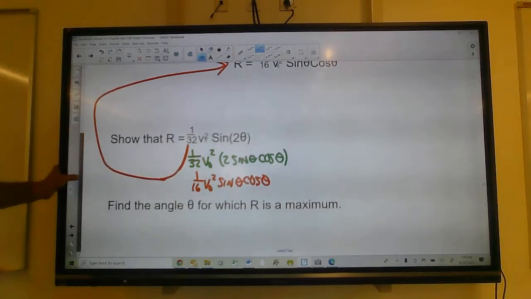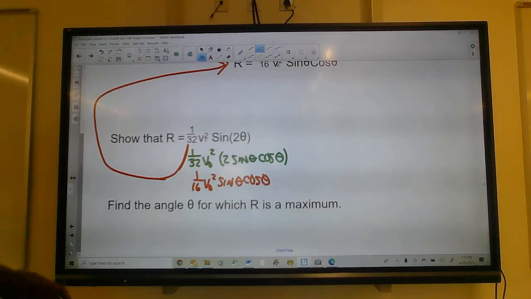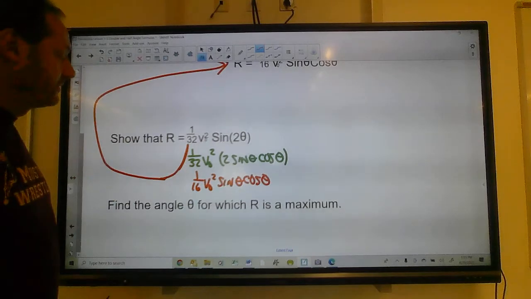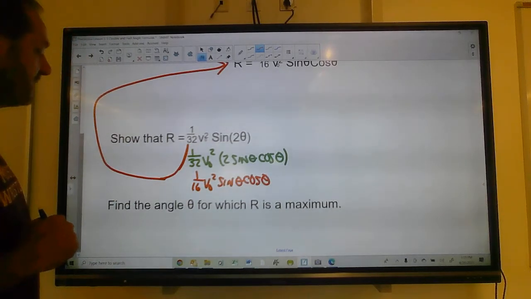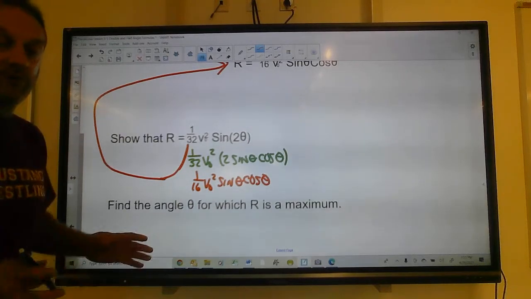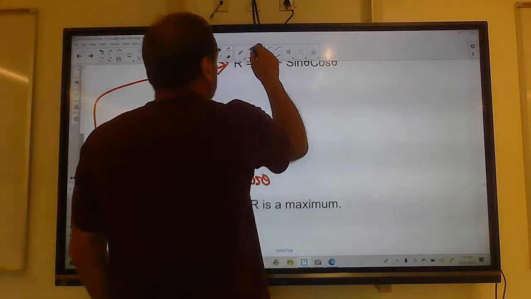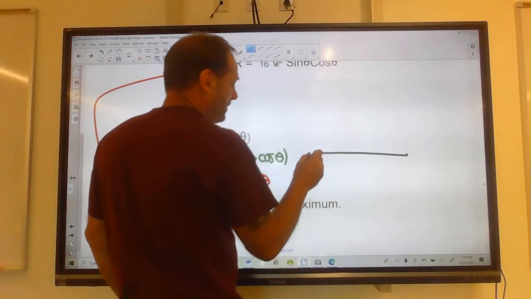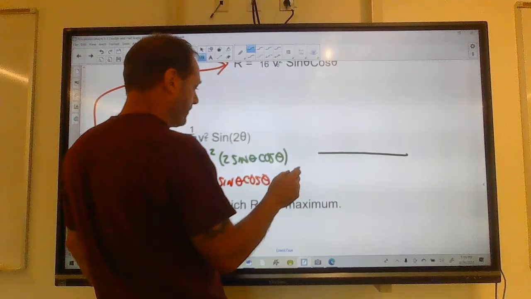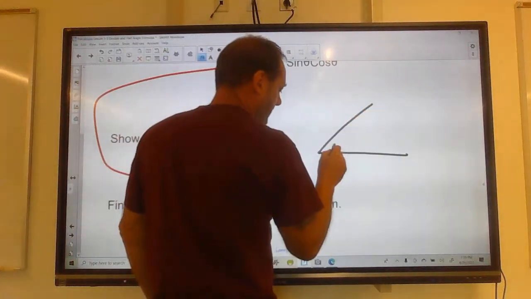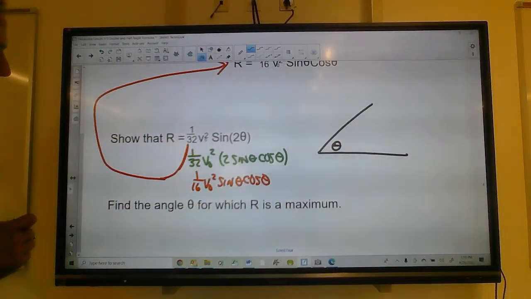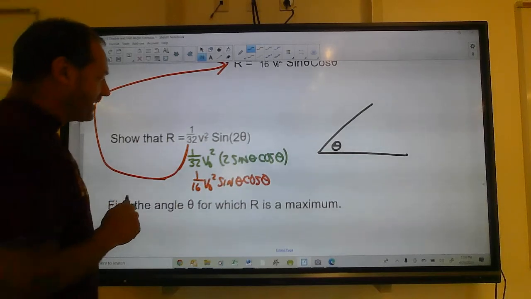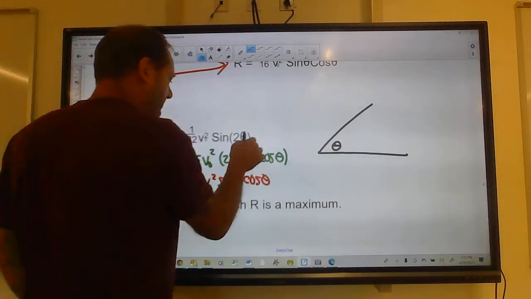Okay, find the angle theta for which r is the maximum. So if we want the maximum range, then what angle do we want to fire this thing at? If you keep in mind, the angle theta is this, okay? So we want this to be a maximum value.